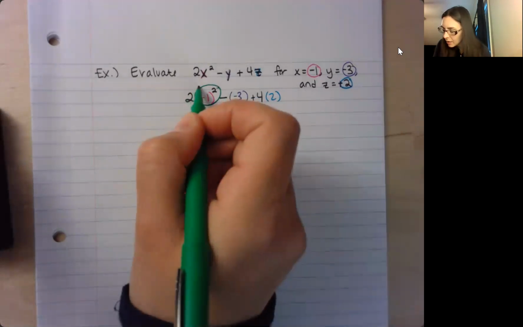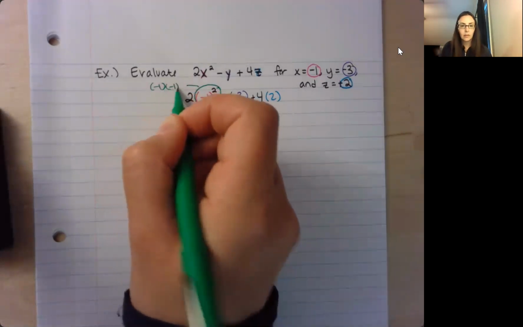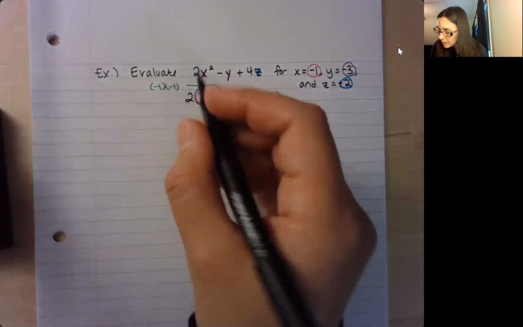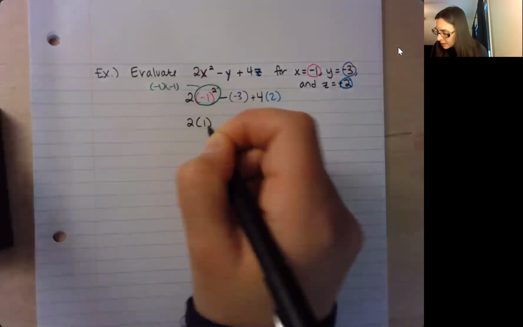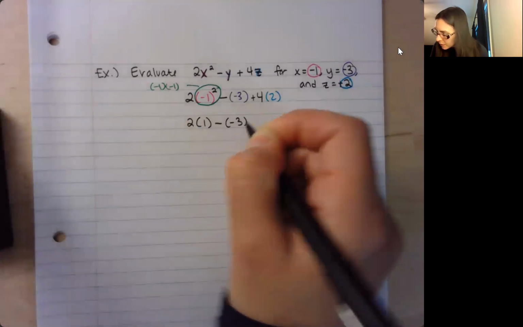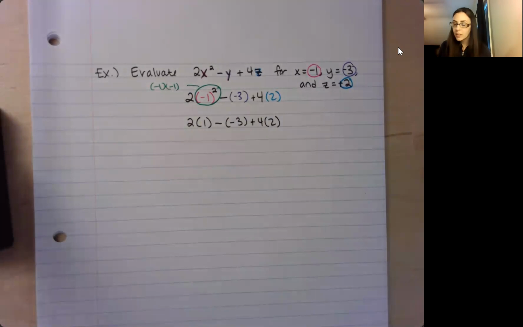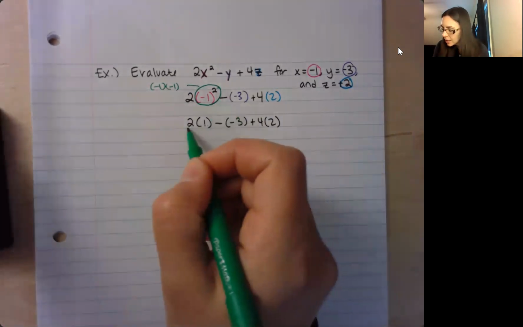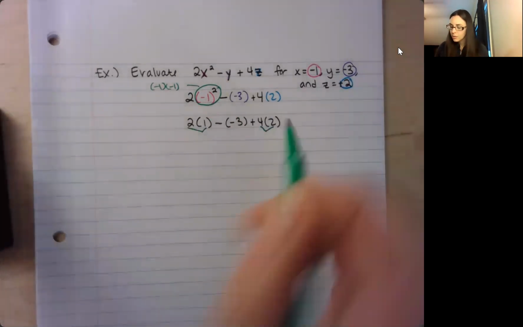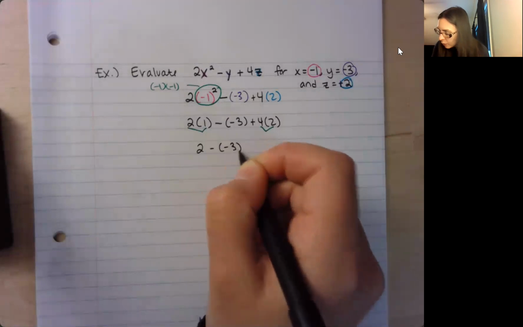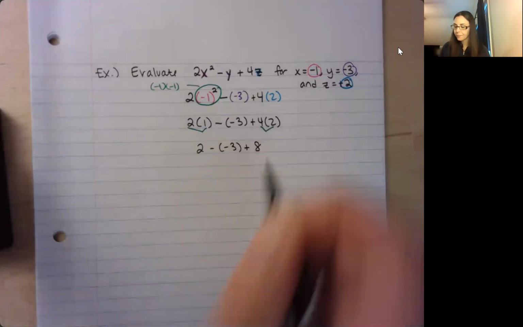So that is -1 times -1. So -1 times -1 is +1. So I have 2 times 1 minus -3 plus 4 times 2. All of my exponents are done, so now I'm going to move on to multiplication and division. I just have multiplication here and here. So 2 times 1 is 2, and 4 times 2 is 8.